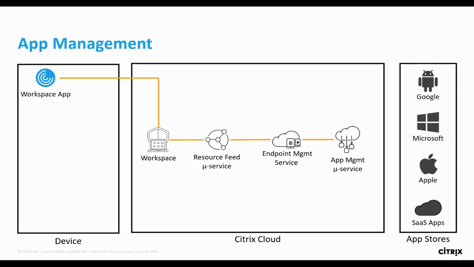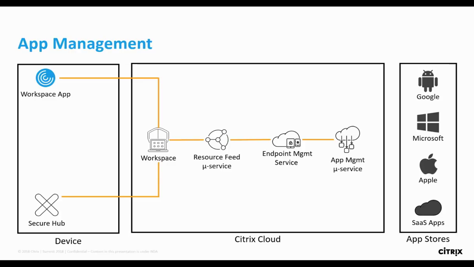This service is going to look at the delivery groups associated with the user. It's going to look at the device platform and see what's been published, what's available for this combination of user and device. The user is going to go ahead and select an application. What's going to happen is Workspace is going to reroute that request to Secure Hub on the endpoint device.